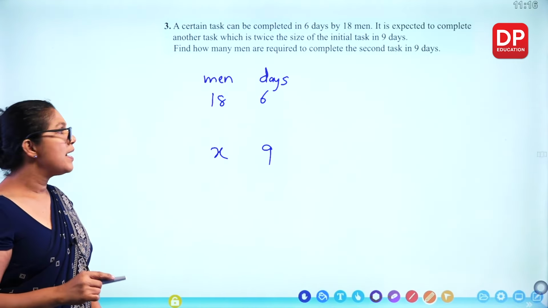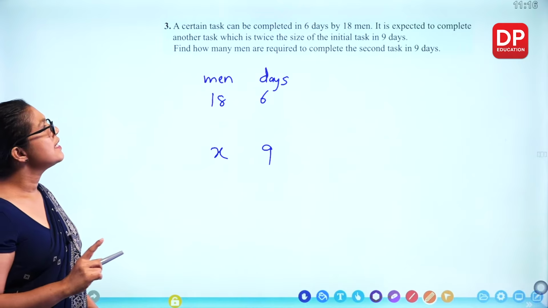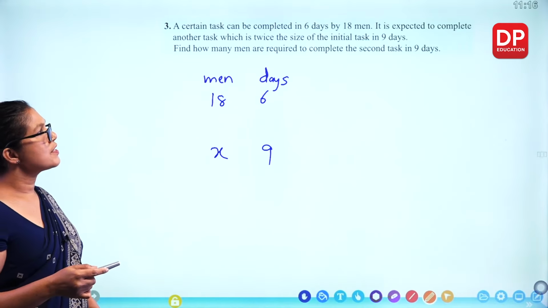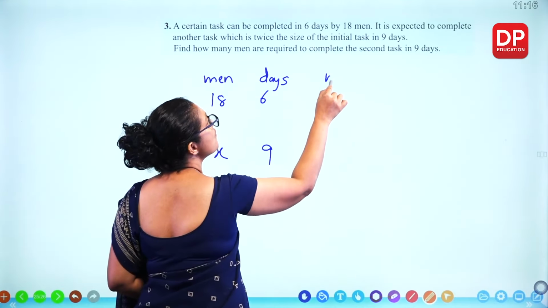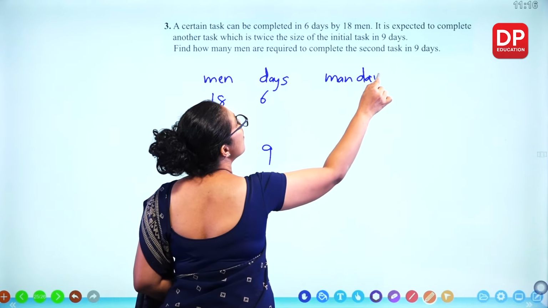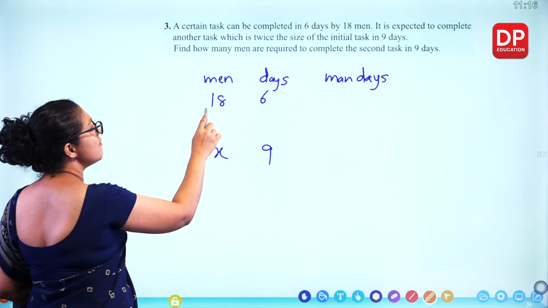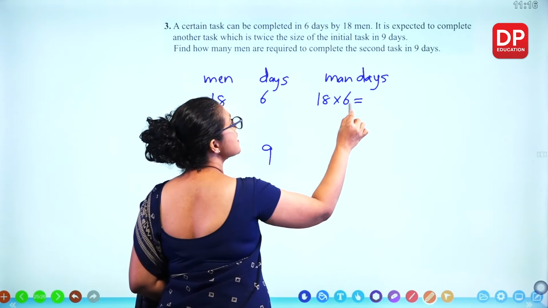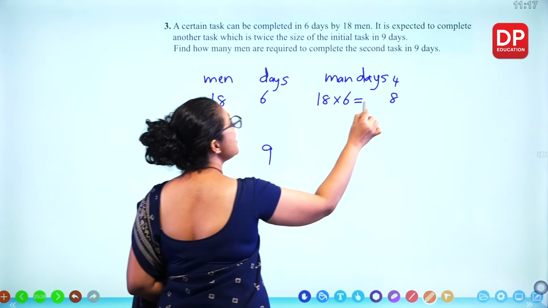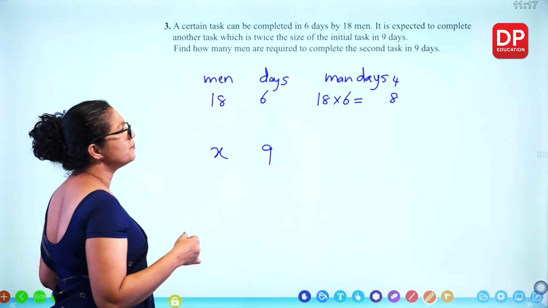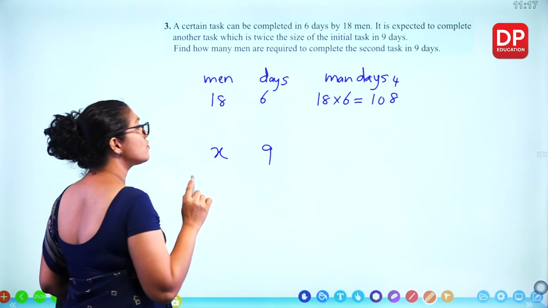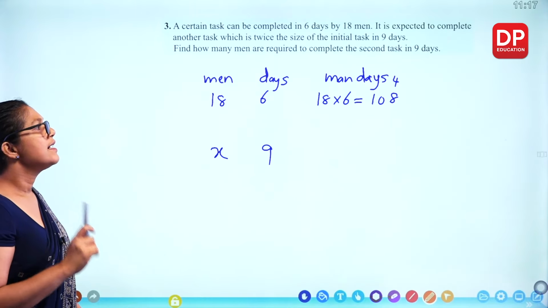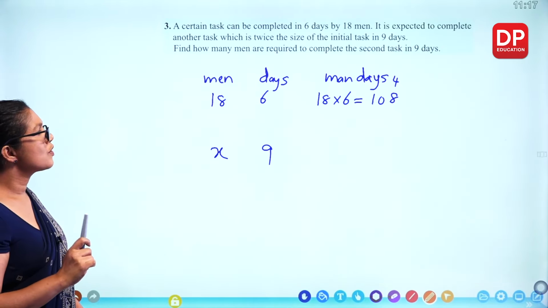You are asked to find how many men needed, but it's given the task is double the previous one. What's the size of the first task? What's the man days? We know 18 men needed for 6 days. So 18 times 6. 6 times 8, 48. 4 remaining. 6 times 1, 6. 6 plus 4, 10. So there are 108 man days. So one man needs 108 days to complete the task.